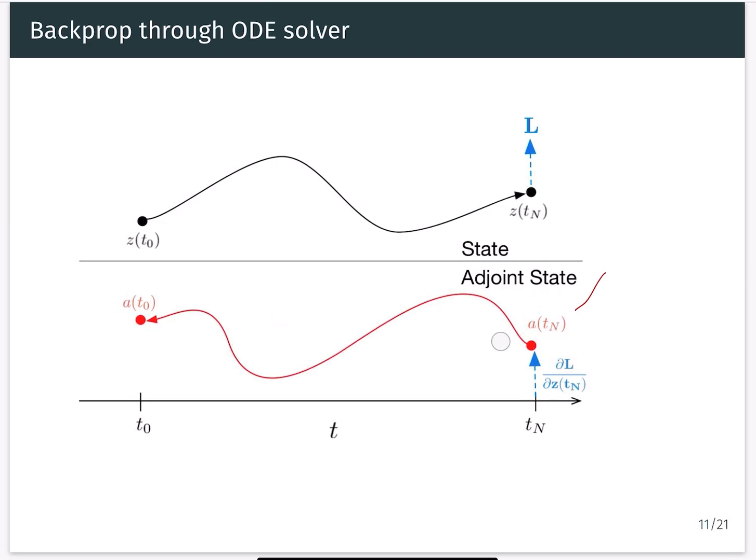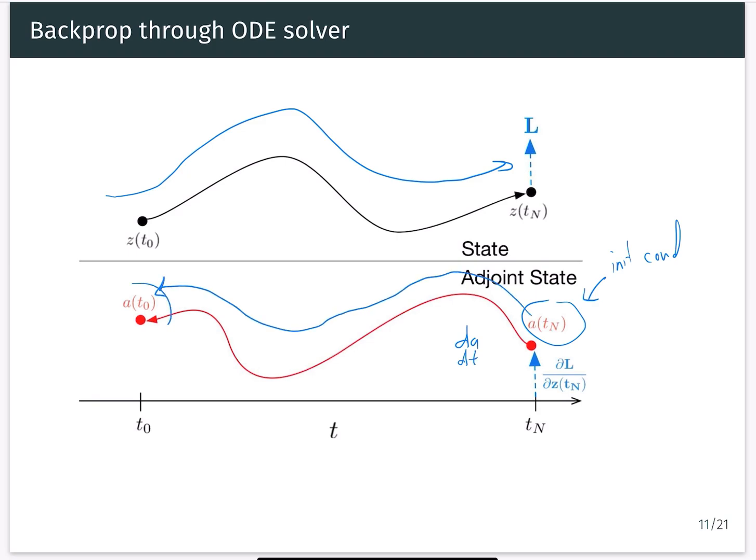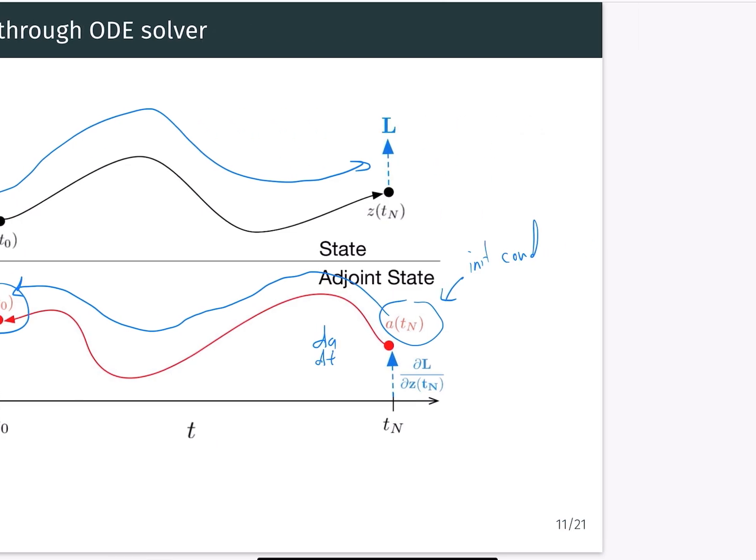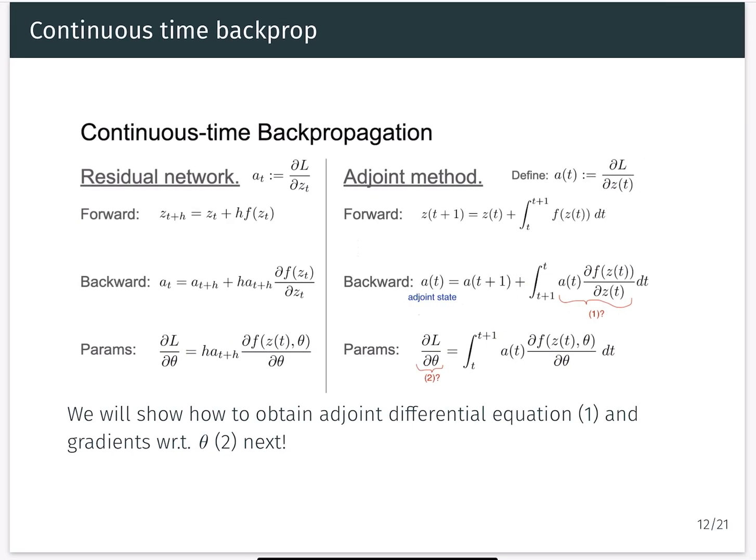This is similar to the way we found the output. We can treat this as the initial condition, and if we know how it changes, if we know dA with respect to time, then we can integrate it backwards and get our a of t0. And this is exactly what we're going to do here. So this is the adjoint method and how it's different from a regular method, and we're going to call it continuous time backpropagation.